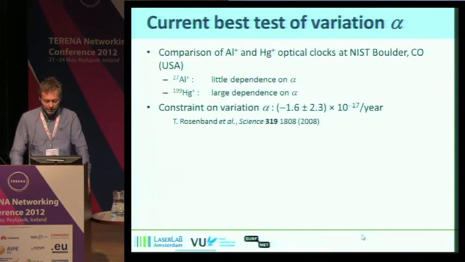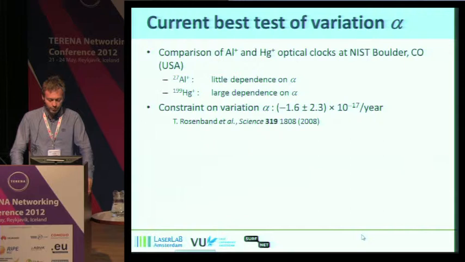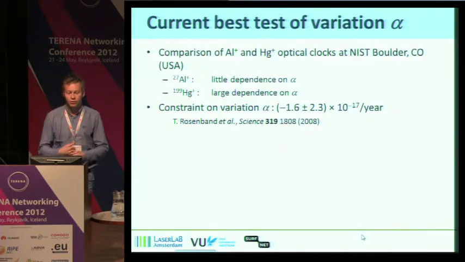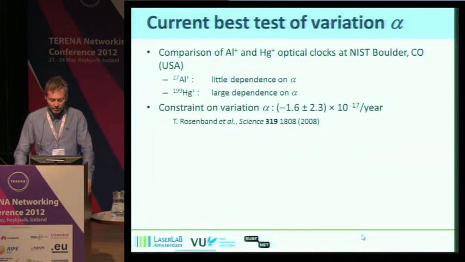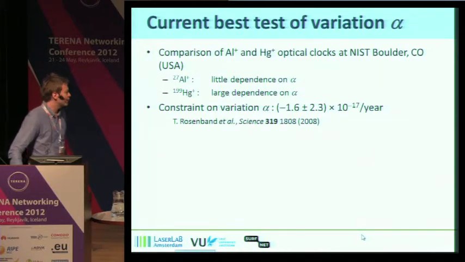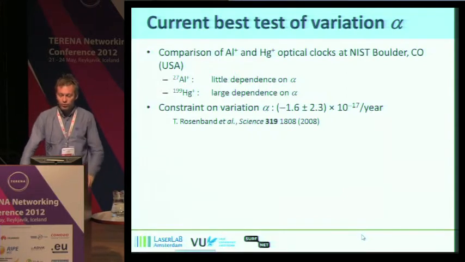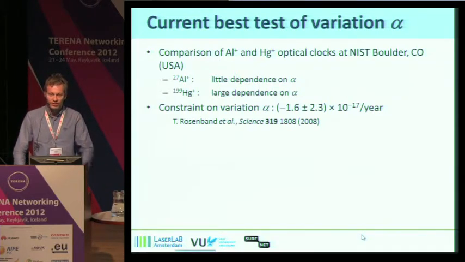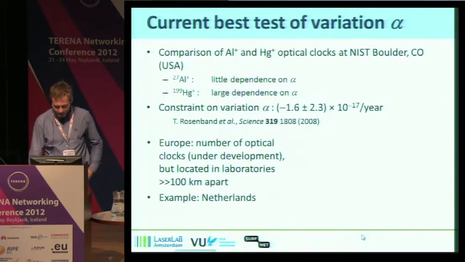My colleagues at the National Institute of Standards and Technology not only have an aluminum optical clock, but they also have a mercury optical clock. And they have a totally different dependence on the value of the fine structure constant. By comparing these two clocks over the course of about 1 year, they could establish that the fine structure constant is indeed constant to within 2 parts in 10 to the 17, which is the tightest constraint on the time variation of alpha.